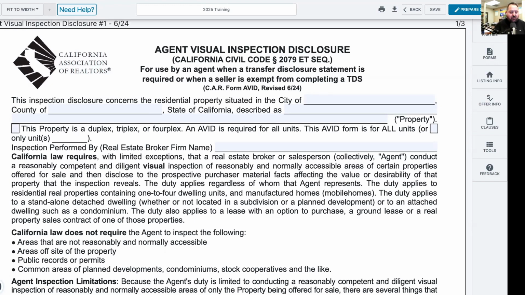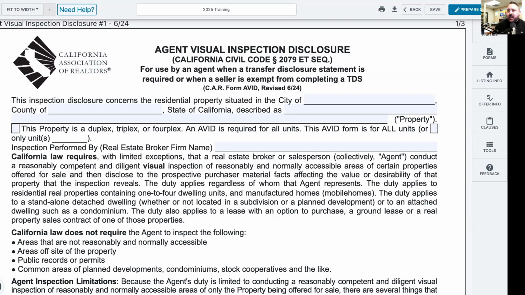So even if, for example, your seller is exempt from a TDS, you still have to do your agent's visual inspection. Okay, you're required to do it. That's your duty as an agent.